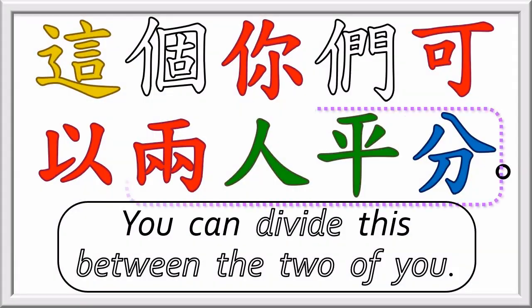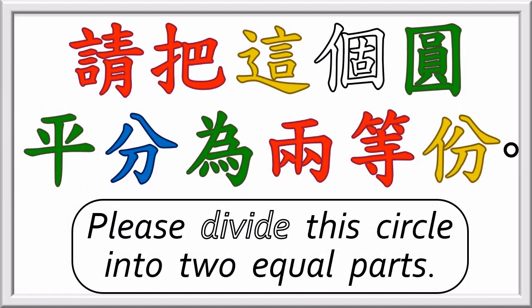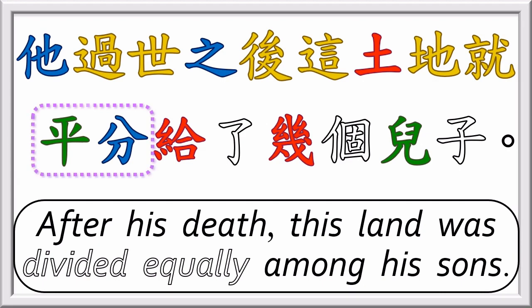To divide equally is expressed as 平分。这个你们可以两个人平分。You can divide this equally between the two of you. 请把这个圆平分为两等份。Please divide this circle into two equal parts. 他过世之后，这土地就平分给了几个儿子。After his death, this land was divided equally among his sons.